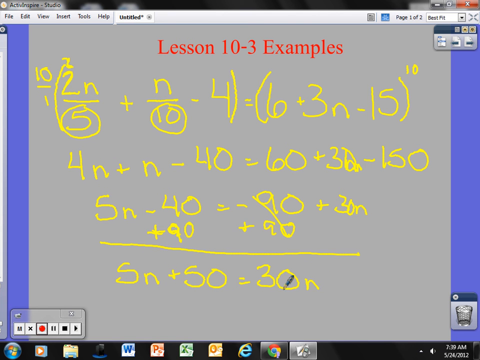Okay, I want all my variables on one side of the equation, so I'm going to subtract the 5n's from this side. Whatever I do to one side, I must do to the other. Okay, I'm left with 50 over here is equal to, that becomes 25n. Divide both sides by 25. I am left with n is equal to 2.